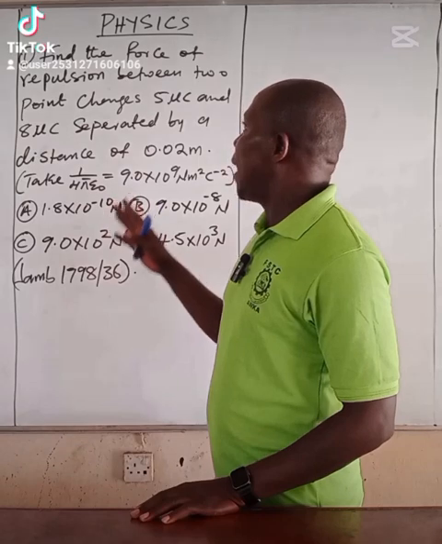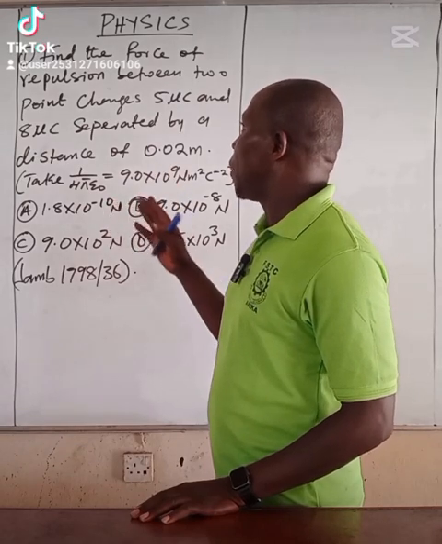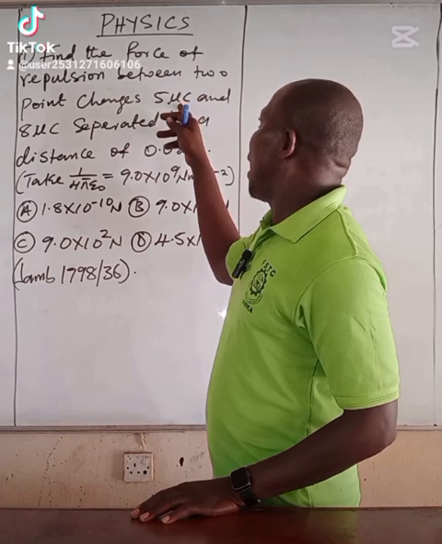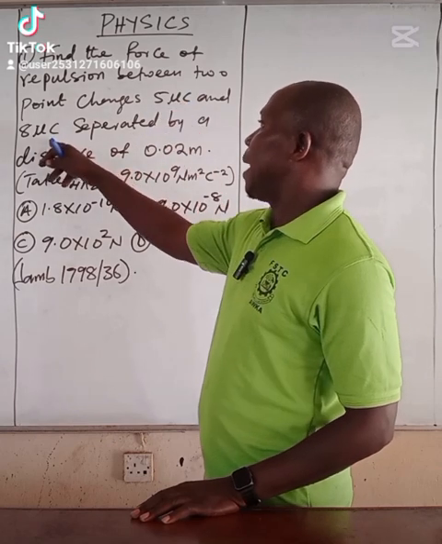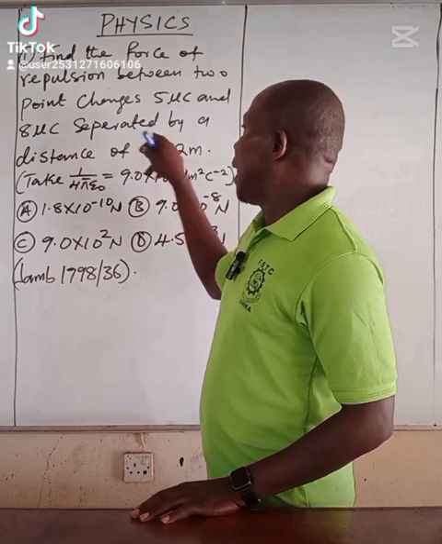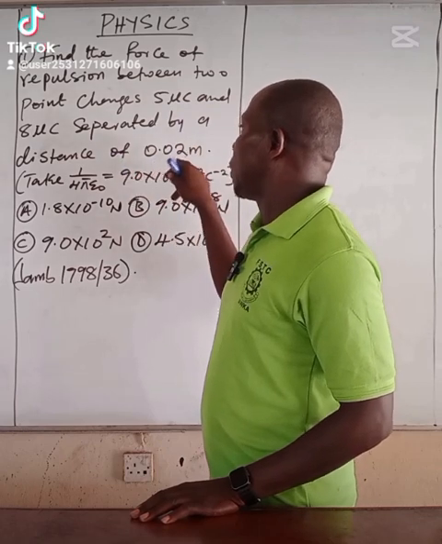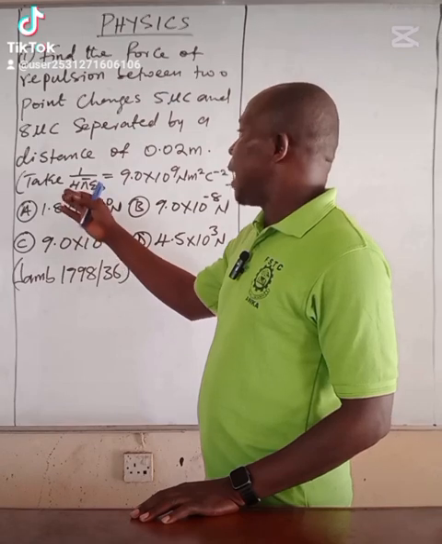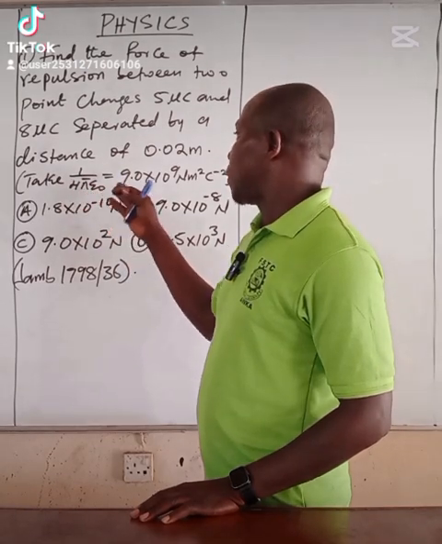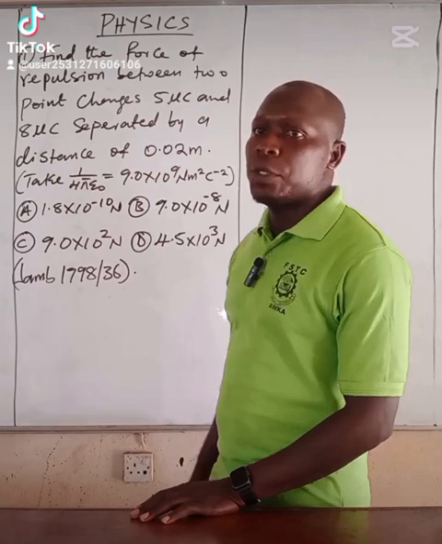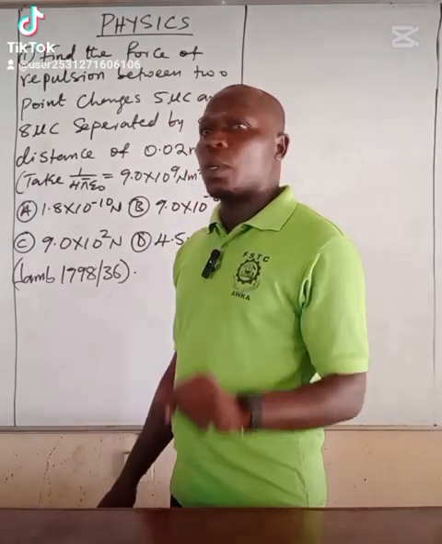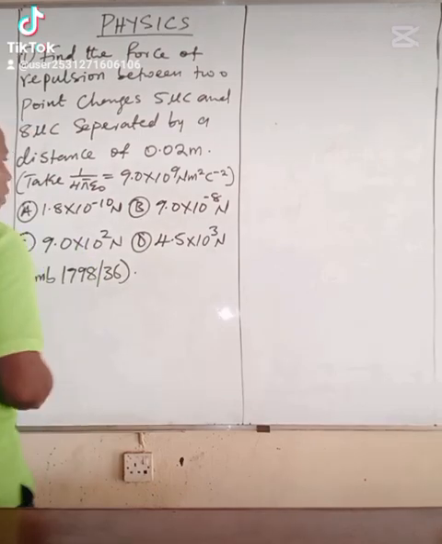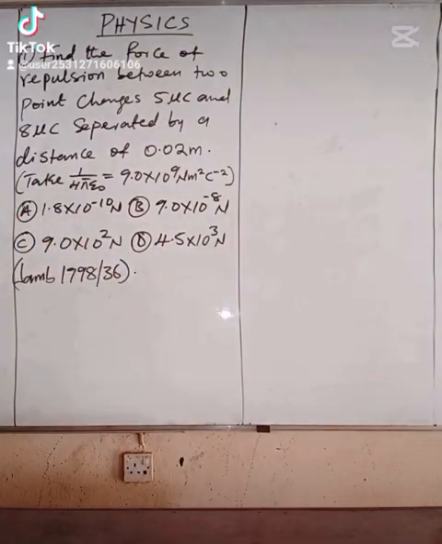So, now we have a JAMB question here, 1998, question 36. And the question says, find the force of repulsion between 2-point charges, 5 microcoulomb and 8 microcoulomb, separated by a distance of 0.02 meter. And we're asked to take 1 over 4 pi epsilon to be 9.0 times 10 raised to the power 9 Newton meter square per coulomb square. Now, I'm going to solve this problem. We're also given options because JAMB is always objective questions.